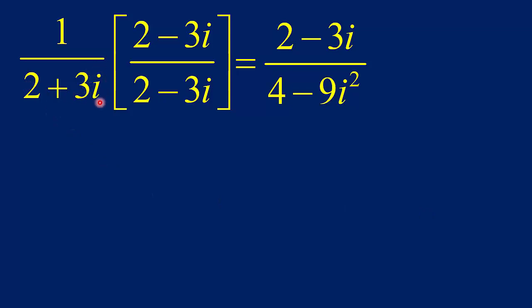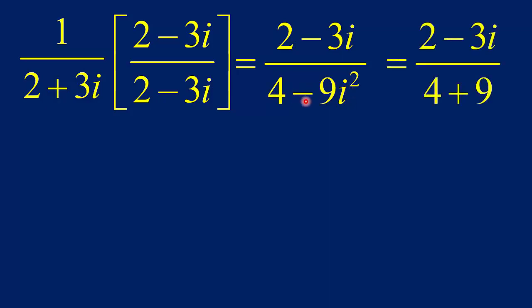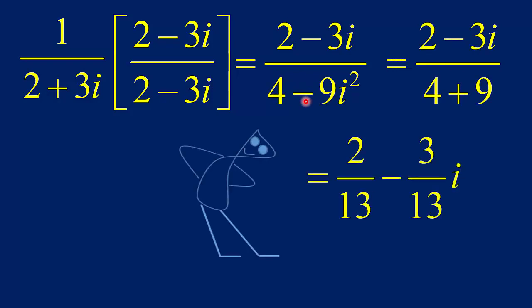I probably should have put a parentheses around here, but anyway. So here's what you have. You have 2 squared minus 3i squared. So that's 9i squared. Now, i squared becomes -1. So this is really going to be 4 plus 9. So then we can write the complex number as 2 over 13 minus 3 over 13i. See? Just break it up. 2 over 13 minus 3 over 13i. And that's how those operations work. So just a little review over the complex numbers.